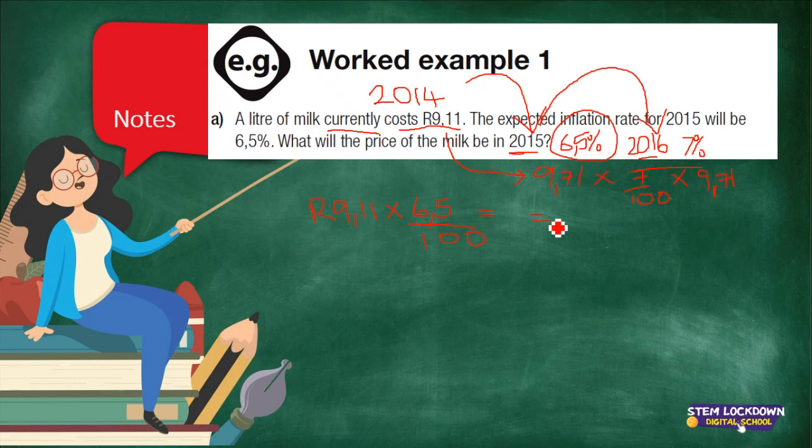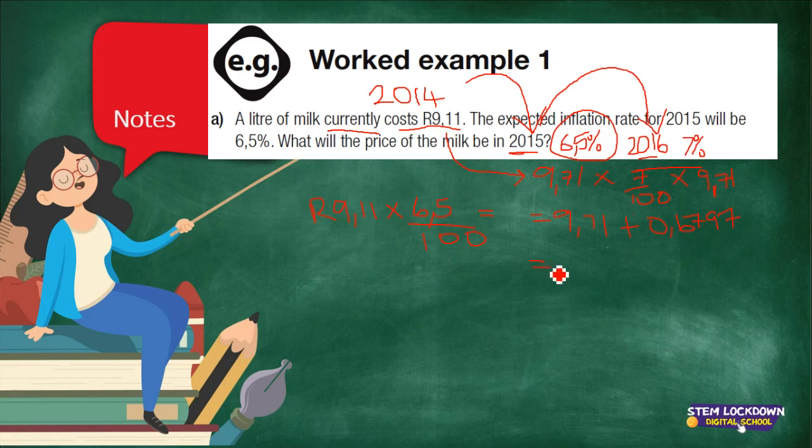Okay, obviously here you'll have 9 Rand 71 plus 7% of 9 Rand 79. So if I'm using my calculator here that I have, the answer will be 7 divided by 100 times 9.71, right? So the answer will be 0.6797. Remember, I don't round off as yet, only at the end.